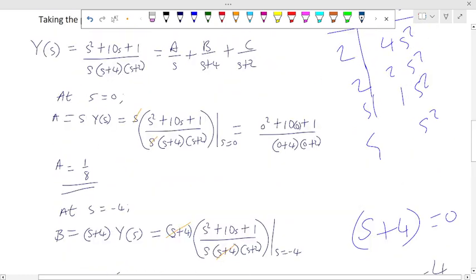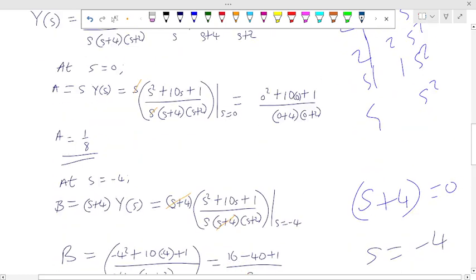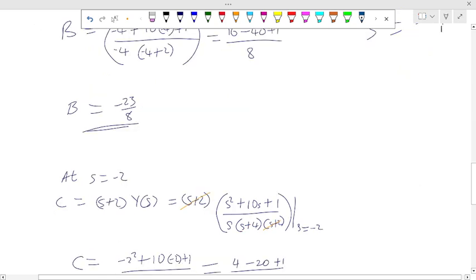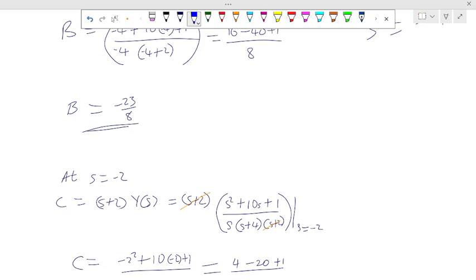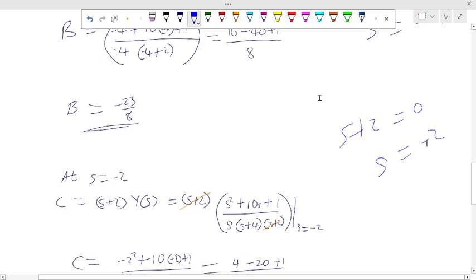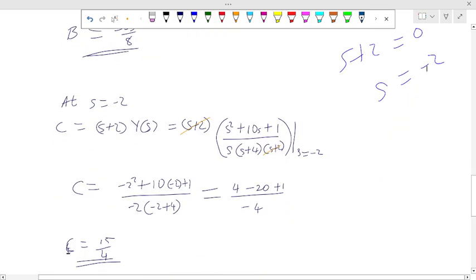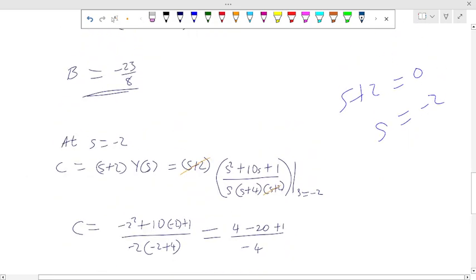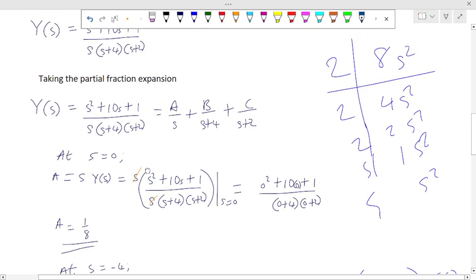Similarly, for C, it is s plus 2. So that means s plus 2 equals 0. That means s equals what? Minus 2. Okay? So of course, use it to multiply Y of s, and y of s is all this. This will cancel this. Anywhere you see s, you put minus 2. Okay, and that's how we got C equals 15 over 4. Now, this fraction we have here, what is A? 1 over 8, you put it there. What is B? You put it there. What is C? Put it there. So y of s will now be equal to all these guys, if you just calculated.